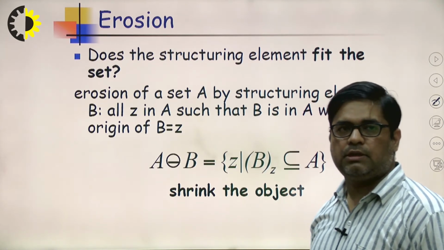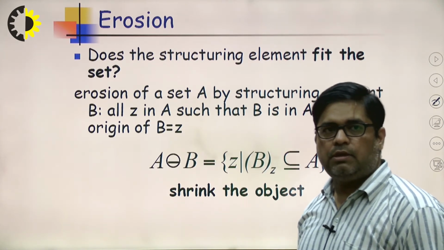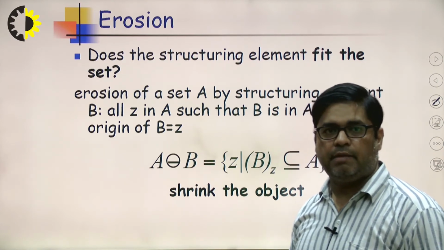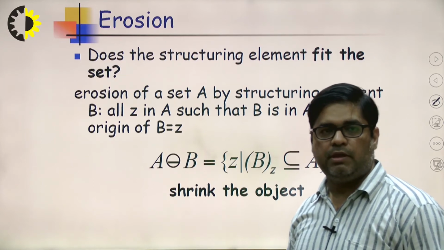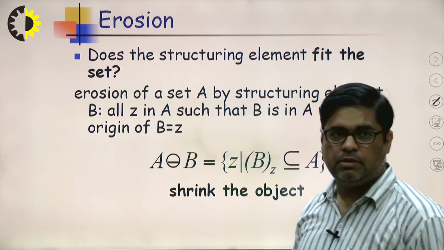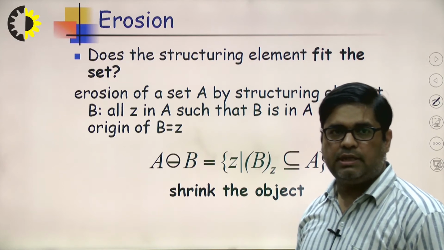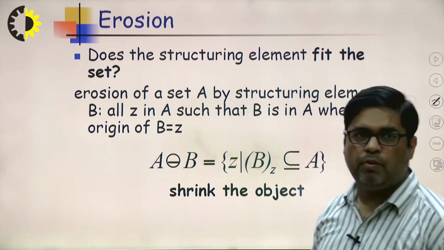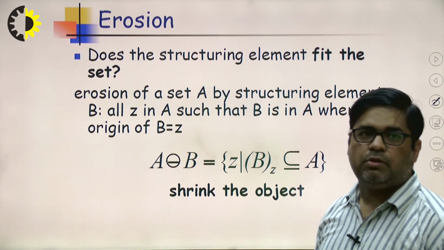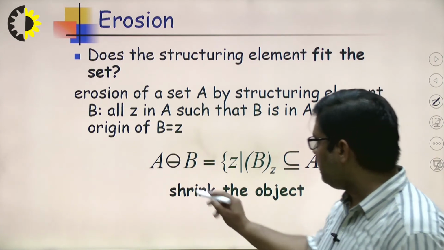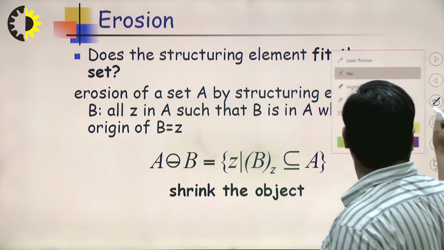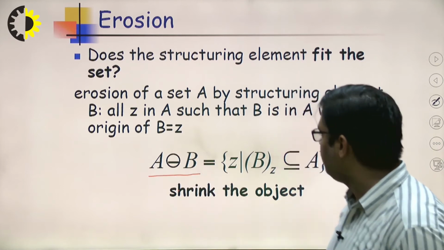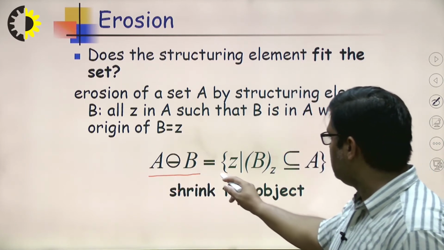So here we will discuss erosion in detail. Erosion: does the structuring element fit the set? Erosion of a set A by structuring element B. Here B is the structuring element and A is the image, such that for all z in A, B is in A when the origin of B equals z. So here is the sign of erosion. For erosion we use A minus B equal to z.